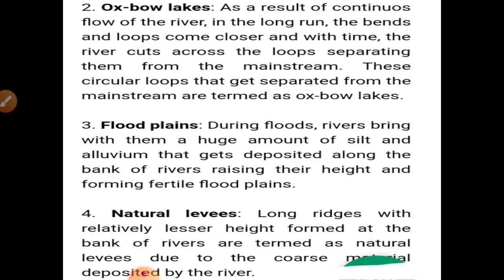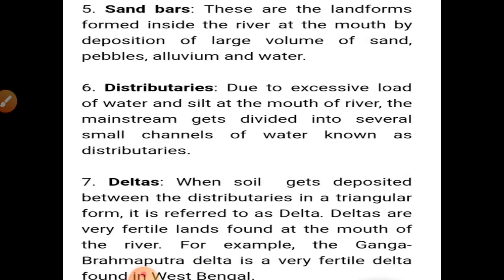Fourth one is natural levees. A long ridge of relatively lesser height formed at the bank of the river is termed as natural levees, due to the coarse material deposited by the river. Fifth one will be sandbars. These are the landforms formed inside the river at the mouth by deposition of a large volume of sand, pebbles, alluvium and water.